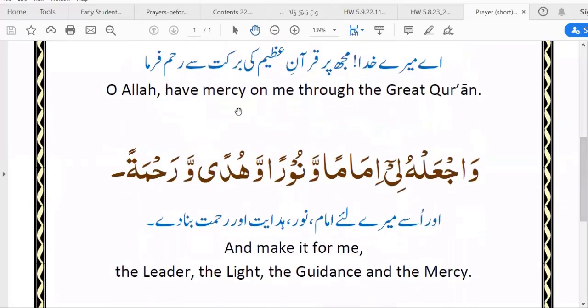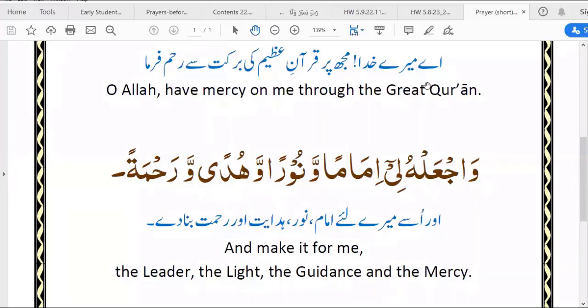Yes. Okay, go on. Oh Allah, have mercy on me through the great Quran, and make it for me the leader, the light, the guidance, and the mercy.